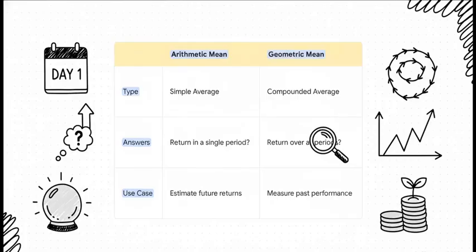This slide really lays out the difference perfectly. The arithmetic mean is great for answering the question, based on the past, what's a reasonable guess for my return in any 1 year in the future? But the geometric mean tells you what your investment actually did, what it grew by on average each year over the entire time period you're looking at. They answer two completely different questions.